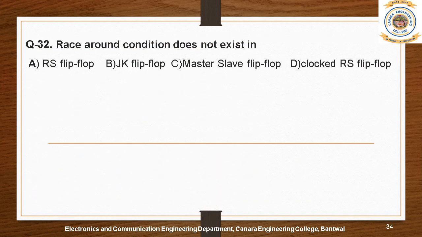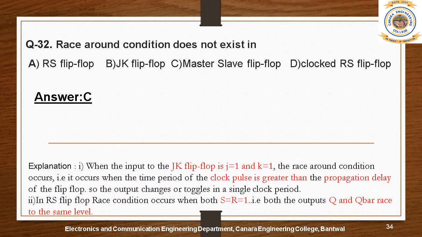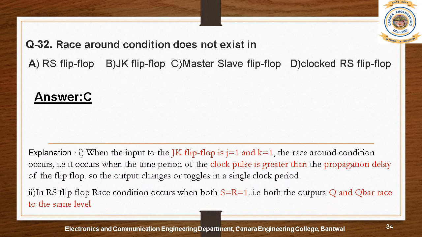The race around condition does not exist in master slave flip-flop. Race around condition means it is like an infinite loop. If I explain it in general layman terms, it is infinite looping. Infinite looping conditions will not exist in master slave flip flop. In the rest of the flip flops, there are chances of race around condition. Okay, the explanation is given. You can go through that.